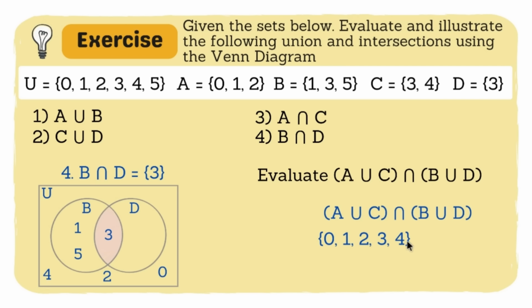Okay? Next, how about B union D? We have here B, 1, 3, 5. At D, we have 3. Pagsasamahin mo lang. Okay? So, we have 1, 3, and 5 kasi isang beses lang natin isusulat si 3. Now that we have the elements of these two, we can now get the intersection, yung nasa gitna. Therefore, we have anong common sa dalawang elements natin? We have 1 and 3. Yun po yung common dito sa dalawa. Therefore, our final answer is 1 and 3.